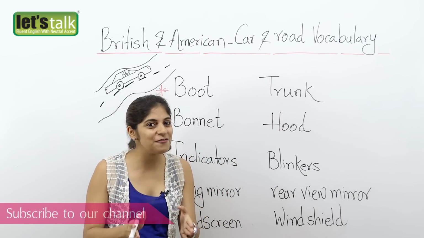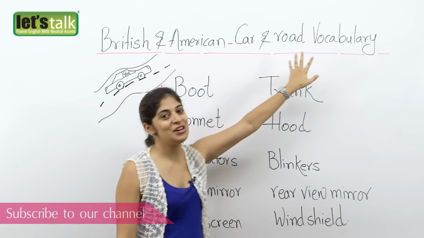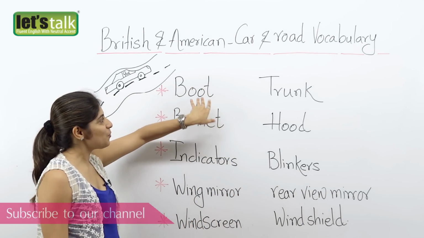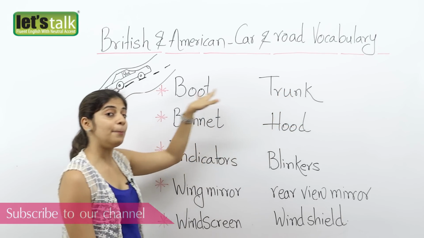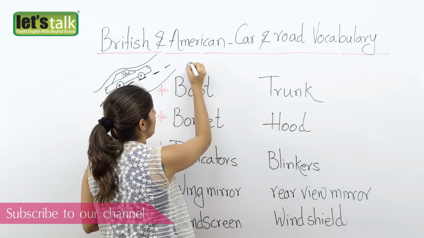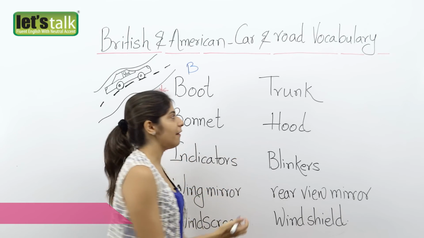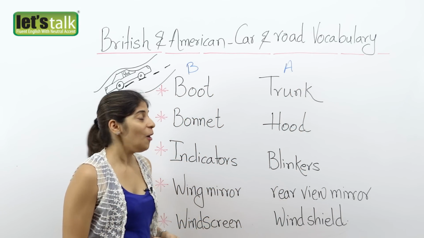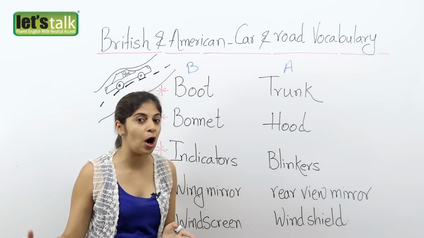So here specifically, let's look at some words related to car and road. Okay, so let's see here. The first one that we have is boot and trunk. Now boot is British English, okay, and trunk belongs to American English. All right, and what does it mean? Well, boot is the back of the car. It's the storage compartment.